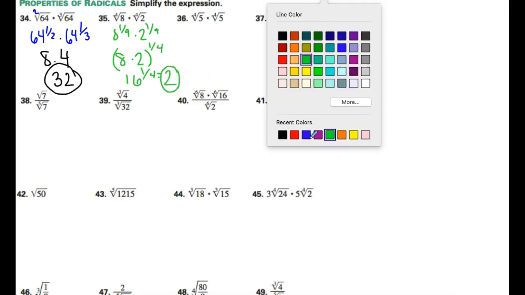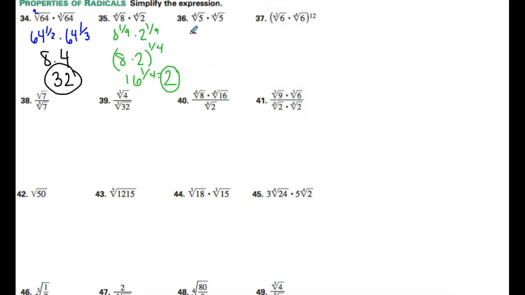Okay, if we keep moving, 5 to the 1/4 times 5 to the 1/4 means we're going to go ahead and add our exponents. 5 to the 1/4 times 5 to the 1/4 is 5 to the 2/4, and if we reduce that, we would get 5 to the 1/2, or the square root of 5.